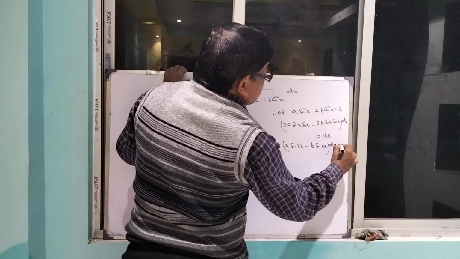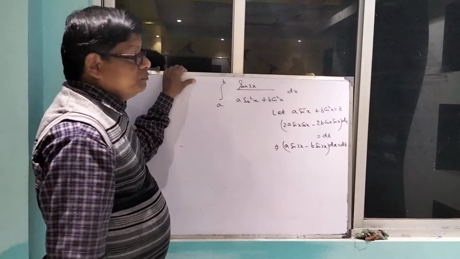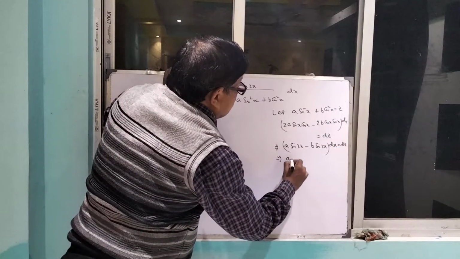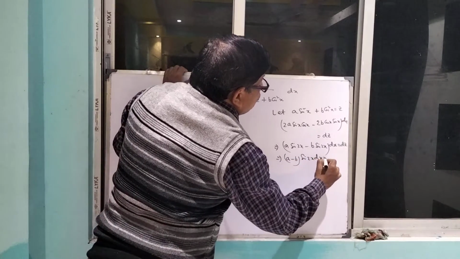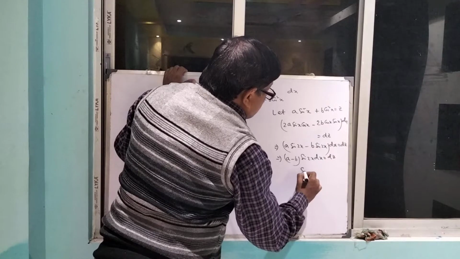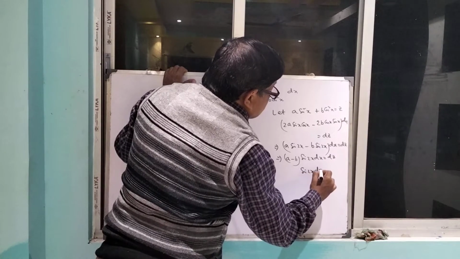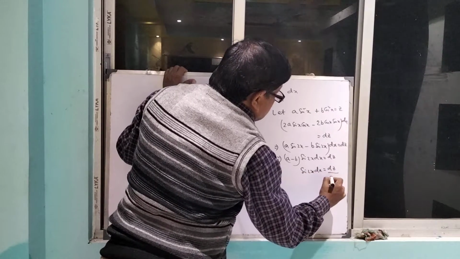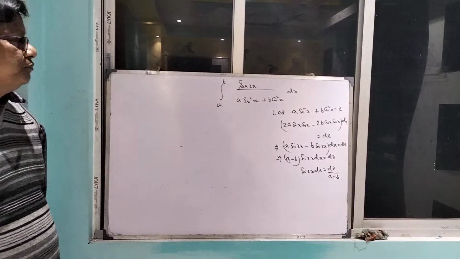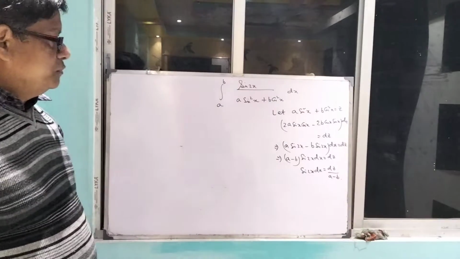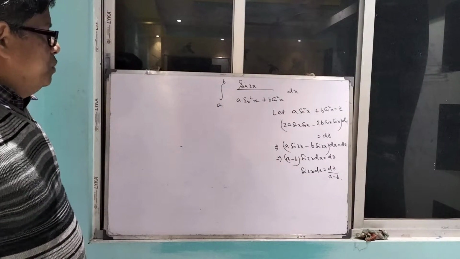dx will be dz. So you can write (a minus b) sin 2x dx will be dz. So sin 2x dx we can write as dz by (a minus b). Understood?